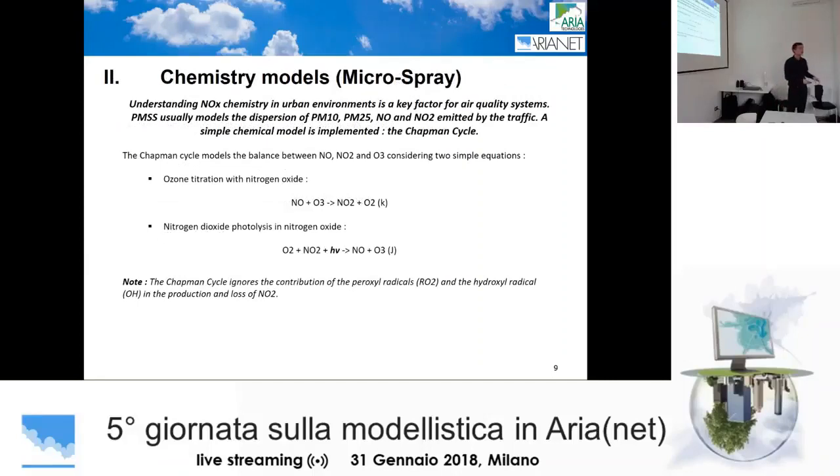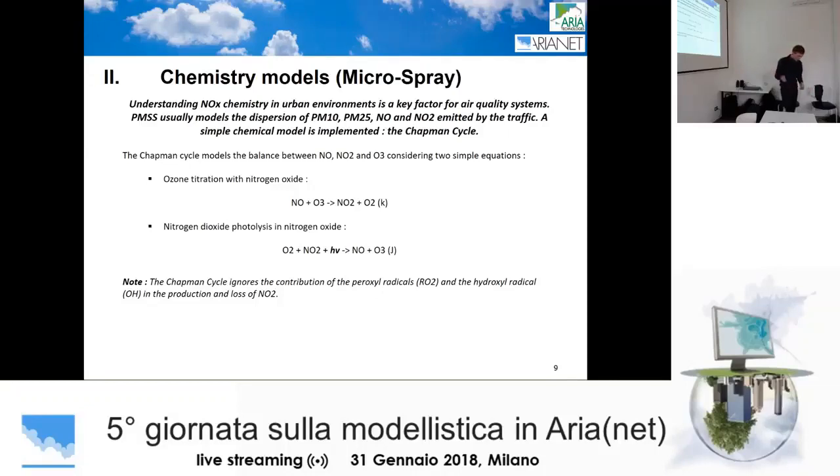Okay, so that was the parallel MicroSWIFT part. Now I switch to parallel MicroSPRAY. Parallel MicroSPRAY is very often used in urban environments. And in these environments, understanding NOx chemistry is very important to have a good representation of the concentrations. If you just take the emission from traffic and perform the dispersion, we are wrong because there is a balance between nitrogen oxide, ozone, and nitrogen dioxide.